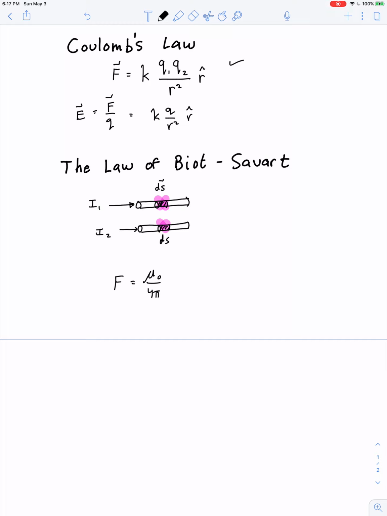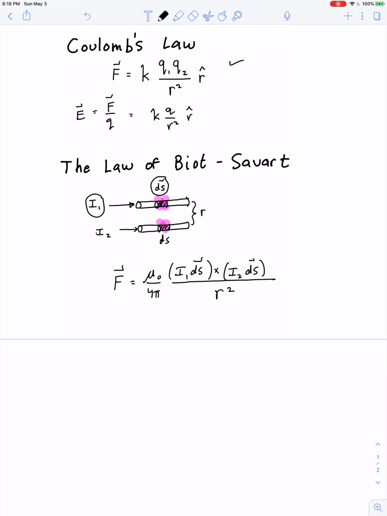Then multiplied by, in this case, the product of current and displacement, so I1 ds. Instead of just writing it as multiplication, since ds is a vector, I need to decide whether this is a cross or a dot product. Well, force is a vector, so it shouldn't be a surprise. This is a cross product in this case. And then if I multiply I2 ds and divide by the distance between the two wires, quantity squared, you can calculate the force of attraction between two wires. That's known as the Law of Biot-Savart.